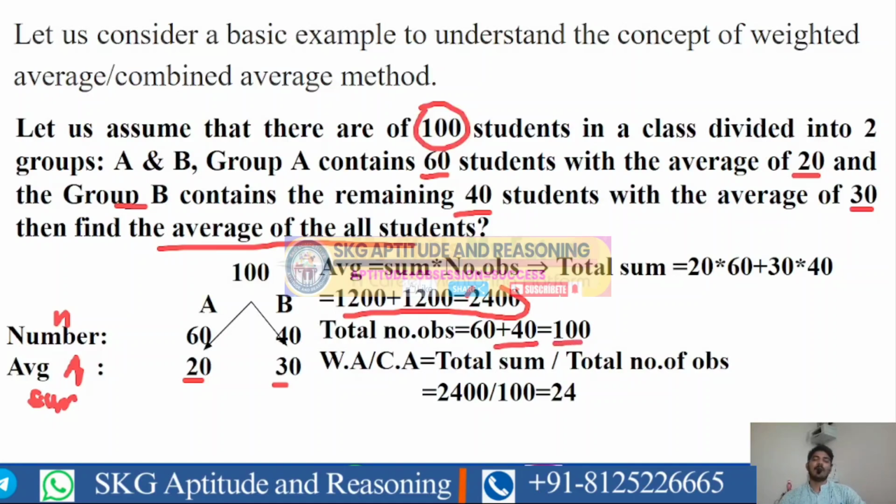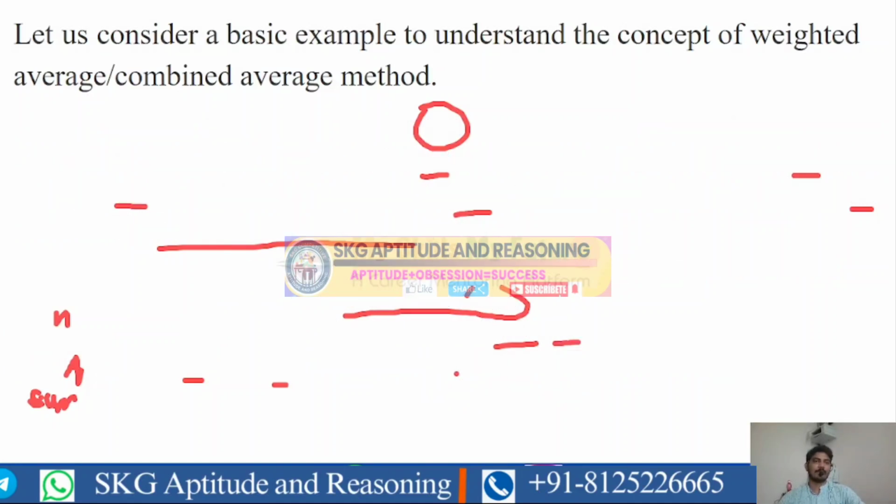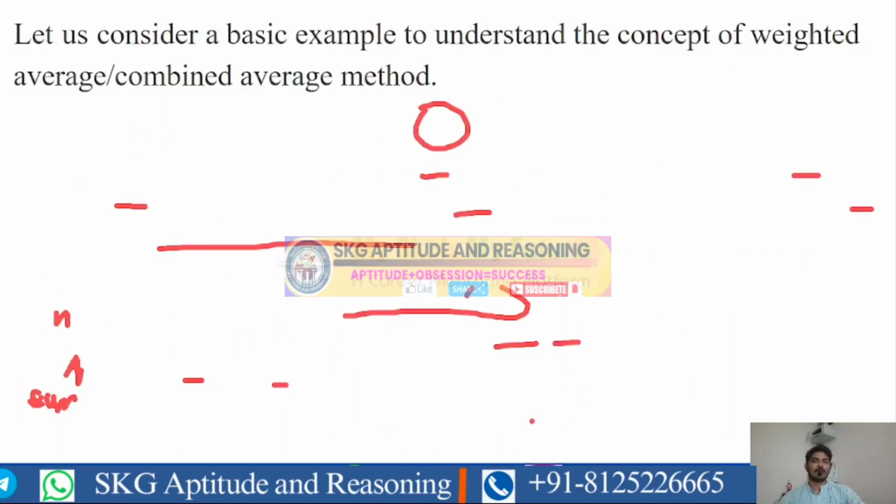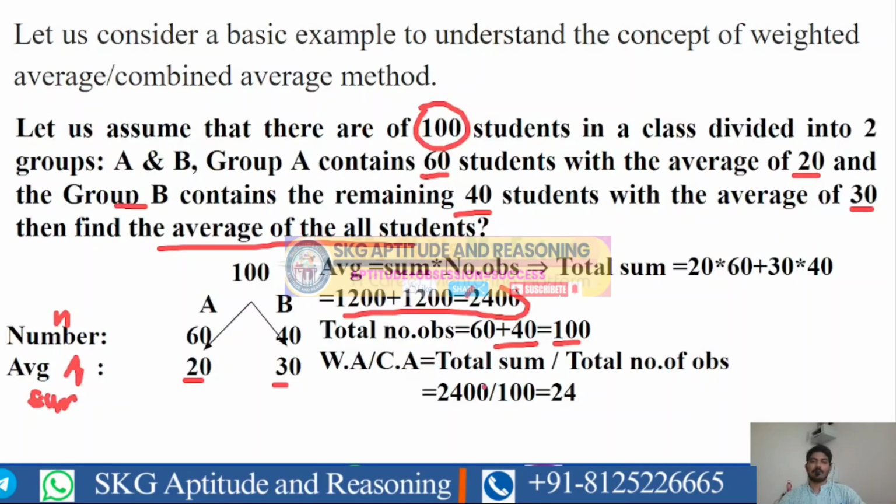Now we need the combined average, or the weighted average. What is the combined average formula we discussed in the previous slide? In simple terms, the weighted average is equal to the sum of weighted terms divided by the total number of terms. The same formula written differently: the weighted average is equal to the total sum divided by the total number of observations.